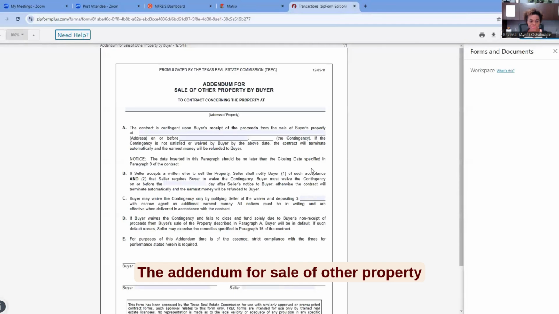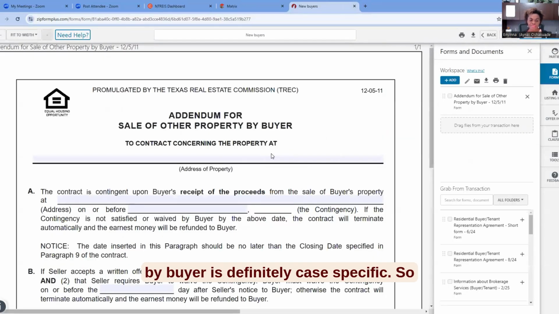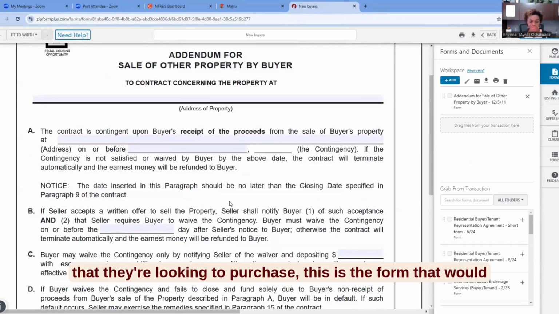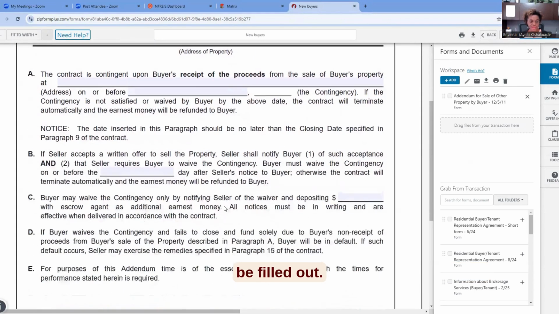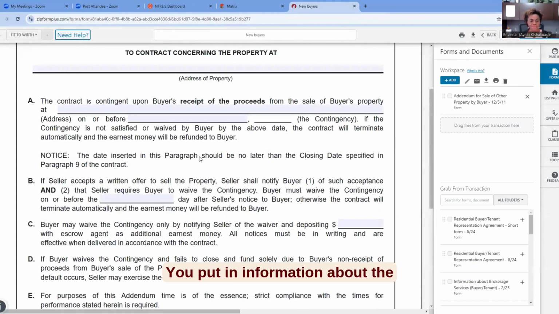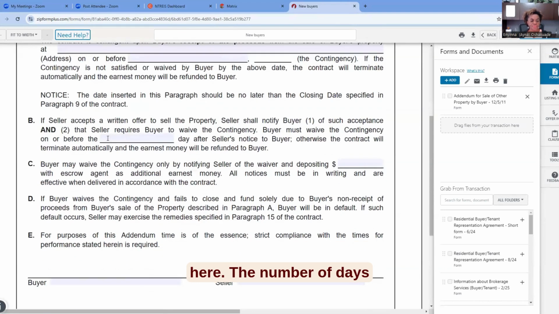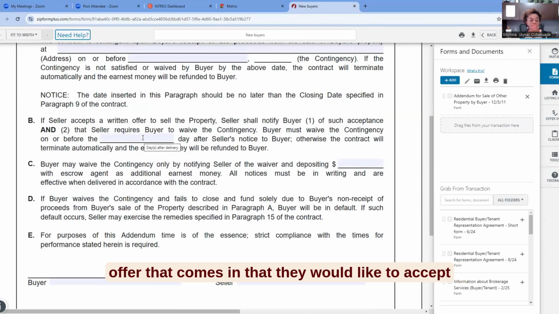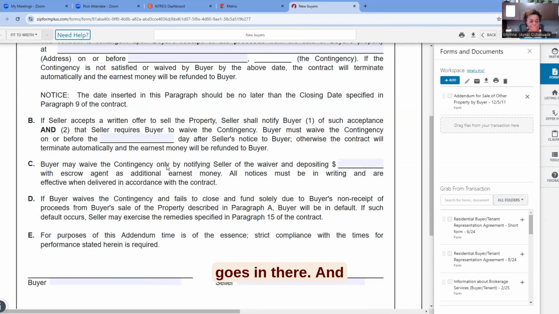The addendum for sale of other property by buyer is definitely case specific. So if the buyer has another property to sell prior to purchasing the current property that they're looking to purchase, this is the form that would be filled out. And so you put in information about the property that they are looking to sell. The time frame of the contingency goes in here. The number of days the buyer has to waive the contingency when the seller notifies them of another offer that comes in that they would like to accept goes in there.